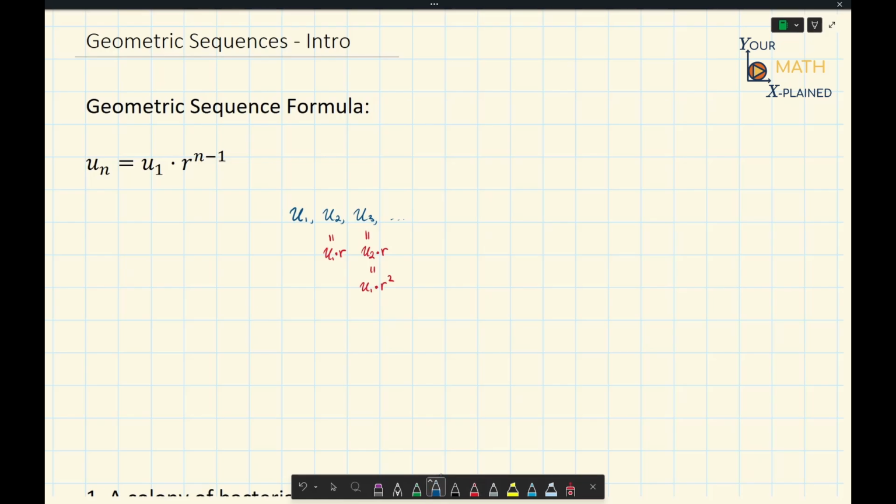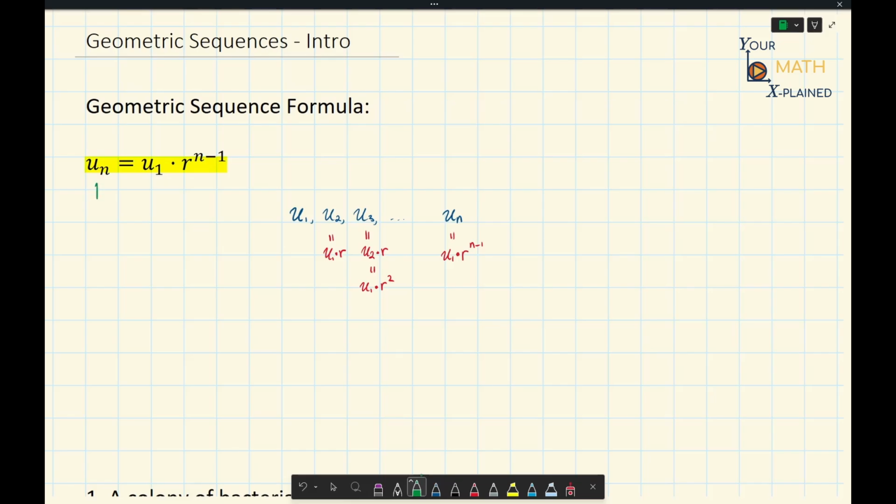So this means if you want to get to the nth term, which is u sub n, this is going to be equal to the first term, which is u sub 1, and we're going to multiply this by the common ratio n minus 1 times. Because notice how the power is always going to be 1 less than your current position. And this is exactly the geometric sequence formula.